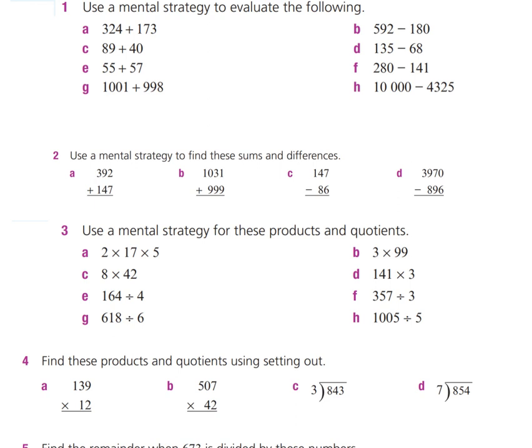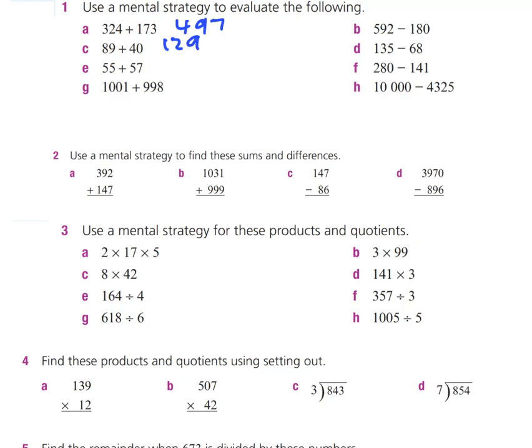Here are just some questions where we're going to be reviewing integers. Question 1, just try to add them as best as you can. I can see that I can just add my hundreds and my tens and my ones, so that will end up being 497. For the next one, 89 plus 40, again, fairly straightforward.